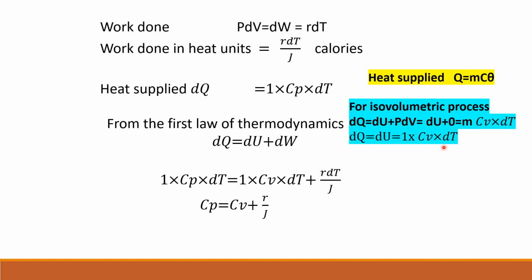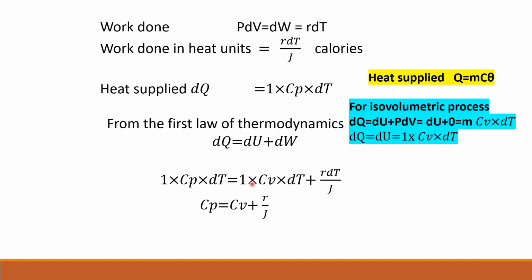into dT. We substitute this value in this equation. dq equal to 1 into Cp into dT. Substitute that value here. Then what is du? du equal to 1 into Cv into dT. Substitute that value here. Already we found P dV equal to R dT by J. Instead of dw we can write R dT by J.